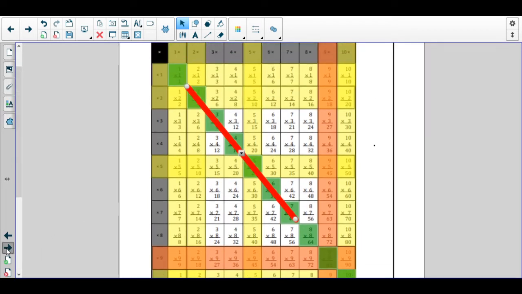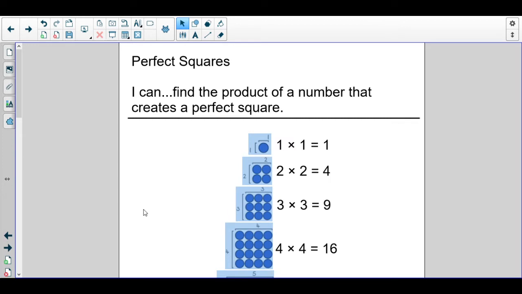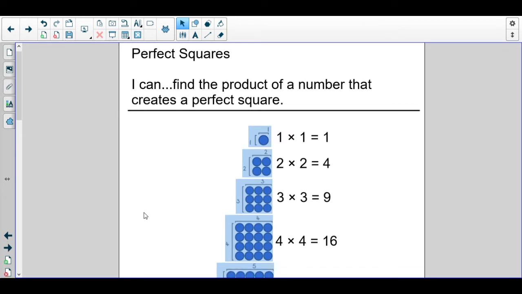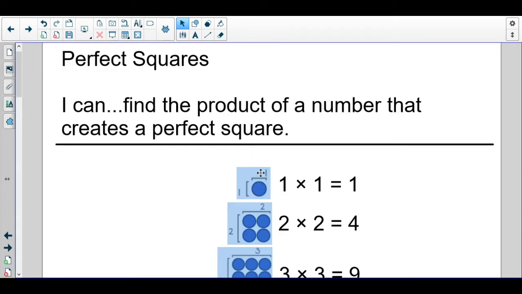So let's get right to it and talk about this concept of perfect squares. So here is our goal. I can find the product of a number that creates a perfect square. Product being the answer to a multiplication problem, and the number that we are going to multiply. And it's going to be a very unique relationship. We are multiplying the same number.